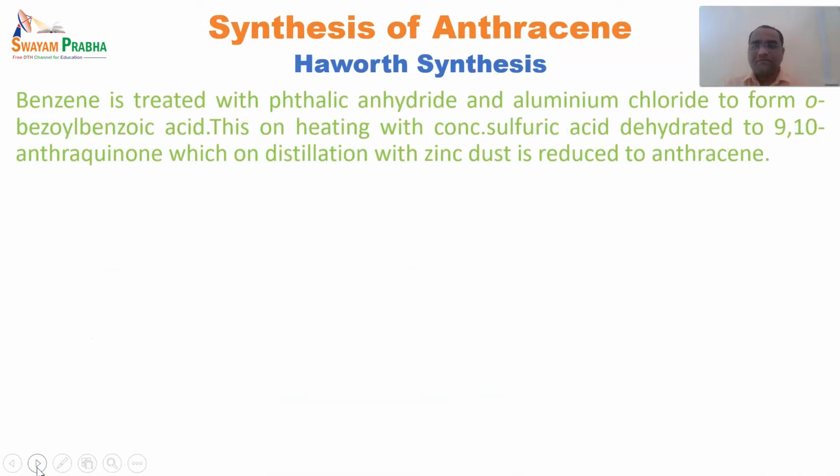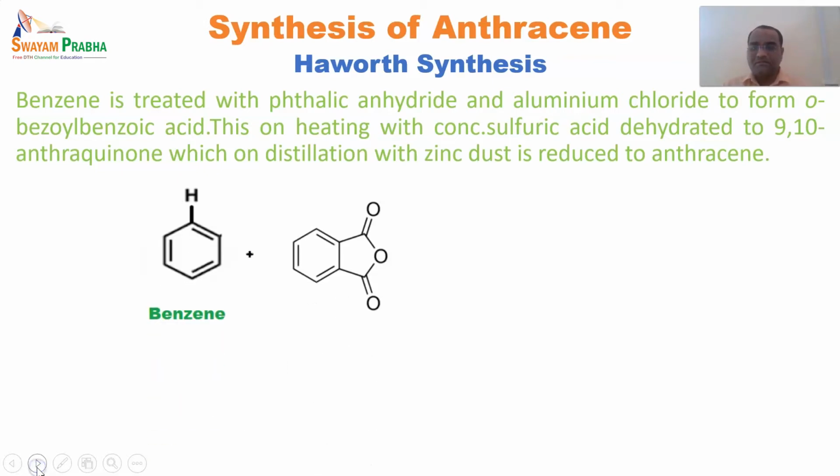Benzene is treated with phthalic anhydride and aluminium chloride to form orthobenzoyl benzoic acid. On heating with concentrated sulfuric acid it is dehydrated to 9,10 anthraquinone, which on distillation with zinc dust is reduced to anthracene. So we will see the reaction scheme.